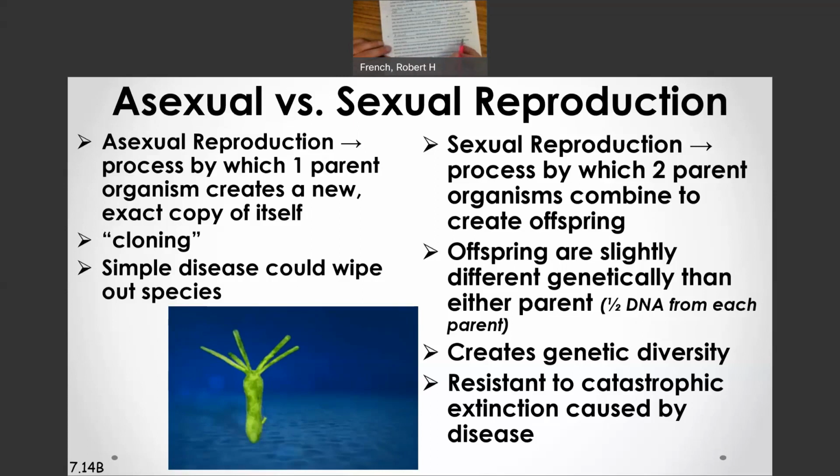Blank reproduction is the process by which two parent organisms randomly combine their genetic material. That would be sexual reproduction. This creates a unique offspring that is slightly different genetically than either parent. The advantage of sexual reproduction is that it creates genetic diversity, resistant to catastrophic extinction caused by disease. This is what happened in the medieval times with the bubonic plague, called the Black Death. About 1/3 of Europe didn't have natural resistances to it and died out. But those people who did have natural variations that allowed them to survive the bubonic plague, they survived and passed on those traits to their offspring.